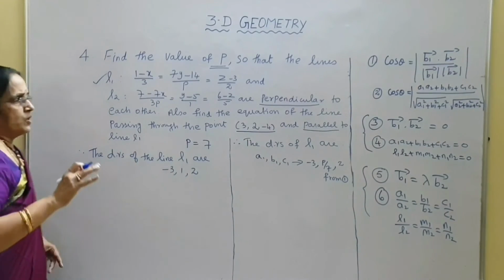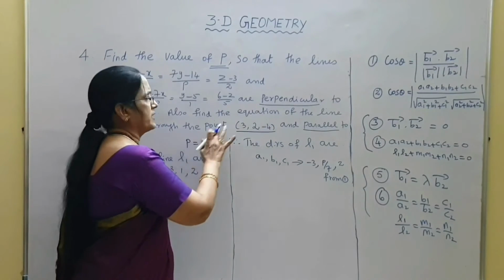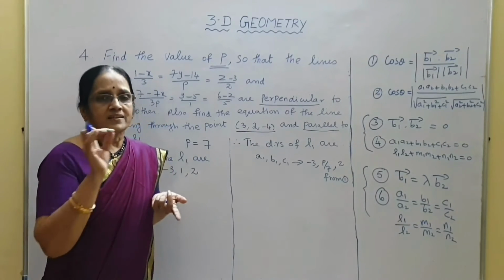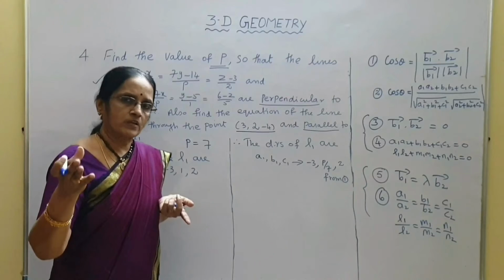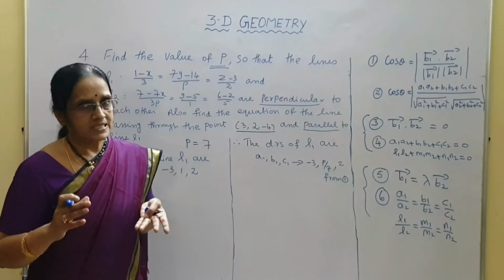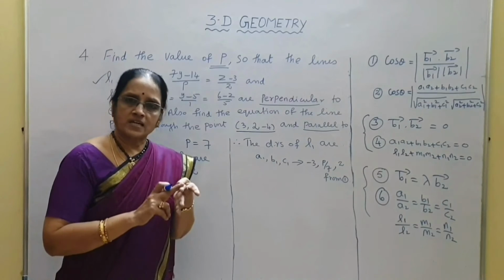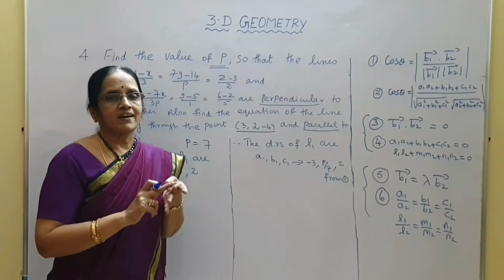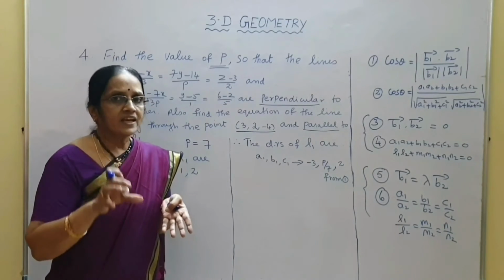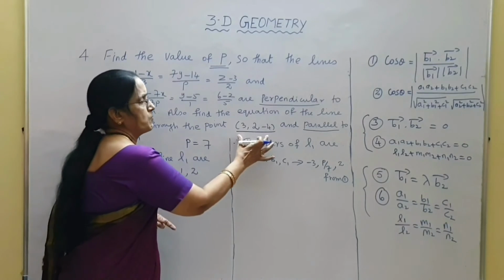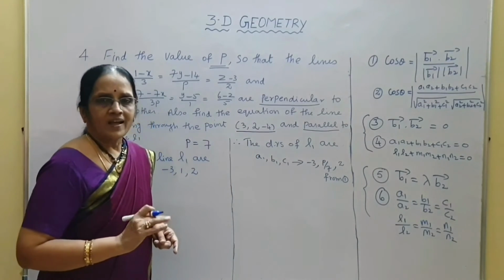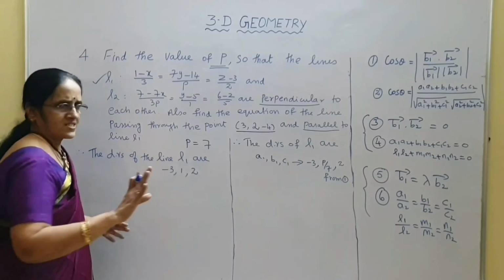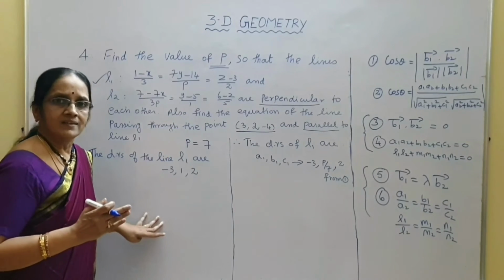Also, you have to write the equation of the line passing through a point parallel to a direction. We know that the equation is (x minus x1) by a is equal to (y minus y1) by b is equal to (z minus z1) by c, where x1, y1, z1 is the point through which the line is passing and a, b, c are the DRs of that line. Here your x1, y1, z1 is going to be this point 3, 2, minus 4. And the DRs a, b, c are nothing but minus 3, 1, 2. That's all. You can easily write the equation of the line.